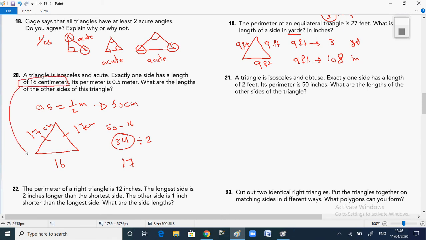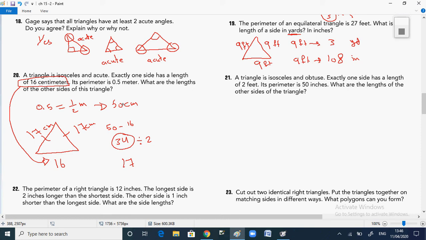So one side is 16 here. Because these are equal, I will subtract 50 centimeters minus 16, which becomes 34. Here I have two sides that are equal. 34 divided by 2, each one is 17 centimeters. Here I converted half a meter to 50 centimeters.